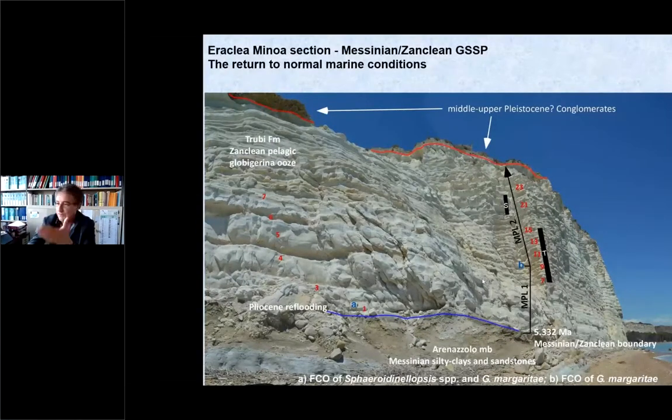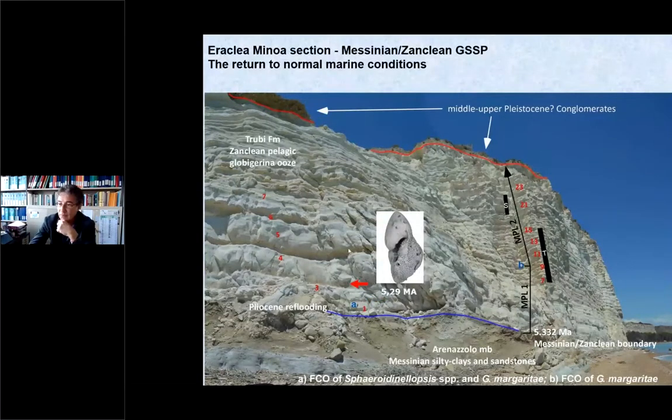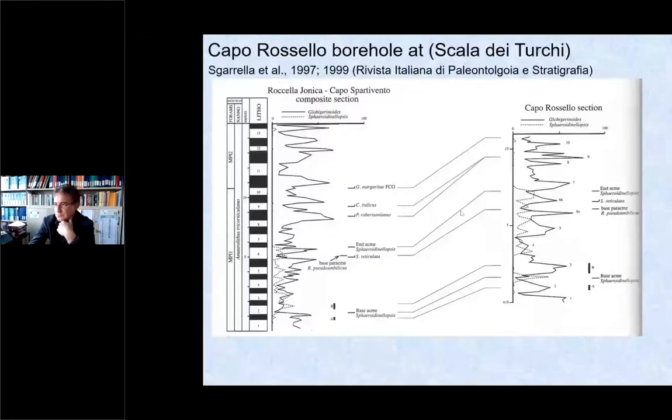Another picture, where we have a beautiful section with Sphaeroidinellopsis. In this interval you can see cycles 1, 2, 3, 4, 5, 6, 7, corresponding to the interval where we have abundant specimens of Sphaeroidinellopsis, and we also have the first occurrence of Globorotalia margaritae, but it became abundant in cycle 10 in the uppermost part of this section.